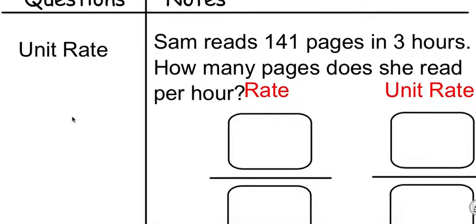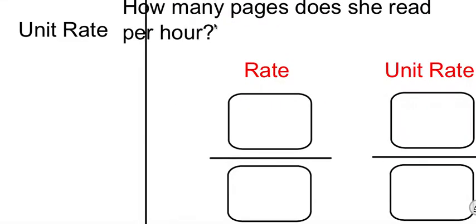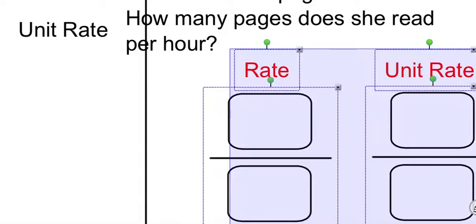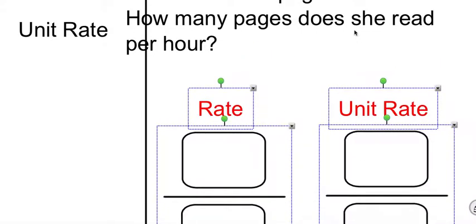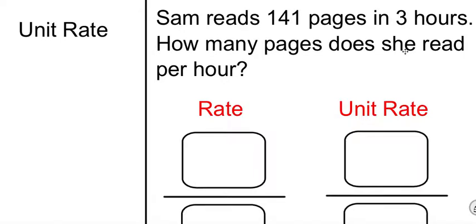All right, so in order to write a unit rate, I need to first of all make sure that I'm paying attention to the order that is stated. In this particular problem, we're going to write the rate as well as the unit rate. We're going to write all the pieces. So Sam reads 141 pages in 3 hours. How many pages does she read per hour? So what we're comparing is pages per hour.